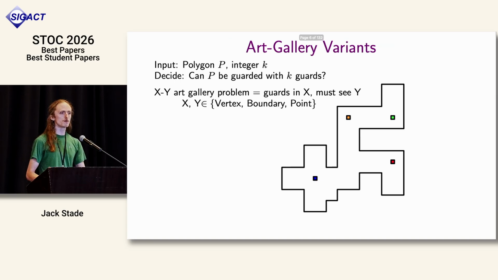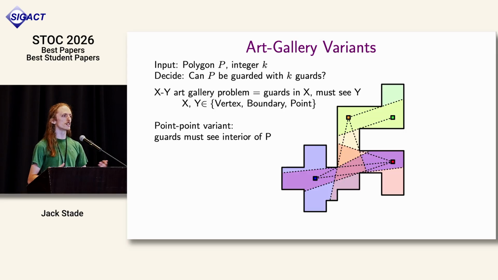There's a framework of art gallery variants that I like, where the XY variant of the art gallery problem restricts the guards to be placed in a set X, and only requires them to see a set Y. Here X and Y are either the vertices of the polygon, the boundary of the polygon, or all the points inside the polygon. So the standard variant is the point-point variant. The guards can be placed anywhere and they need to see everything.